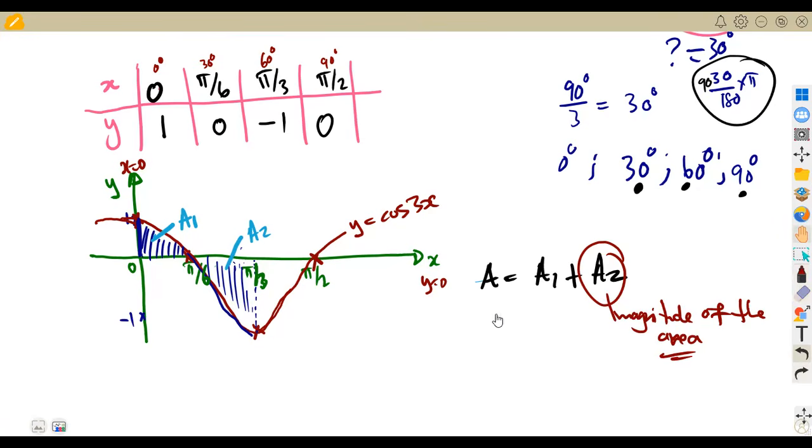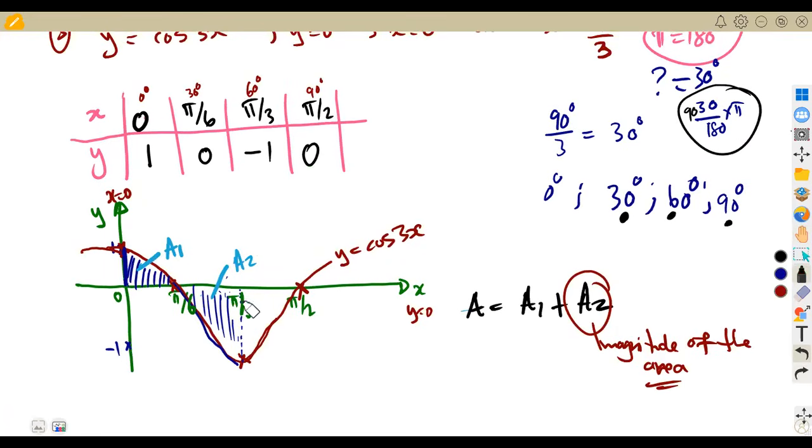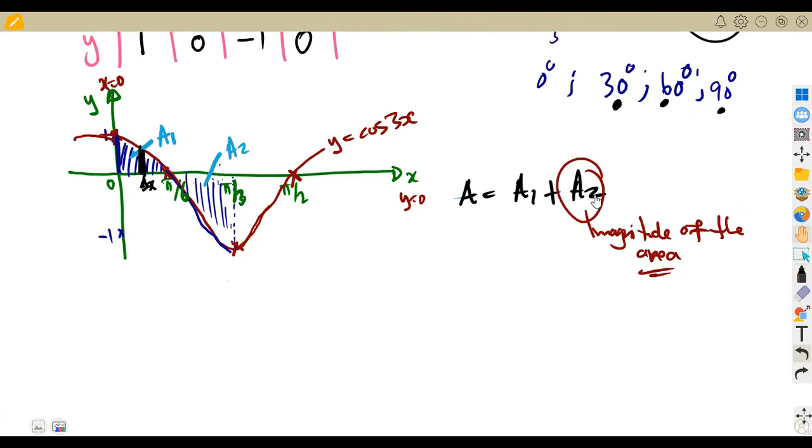All right, so that's it, guys. As we can see, the representative strip that is going to be best to use is with respect to x in this case. So we are going to have our representative strip with respect to x. With this representative strip, we can combine these areas from 0 to pi over 6 and from pi over 6 to pi over 3. Like I said, you can use area 1 plus area 2 as long as you are working with the magnitude, or you can use area 1 minus area 2. It's one and the same thing.